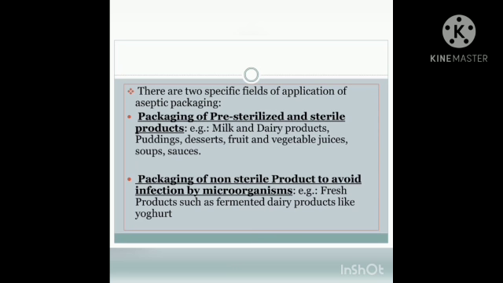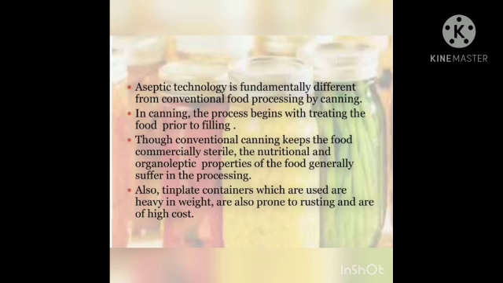There are two specific fields of application of aseptic packaging. First, packaging of pre-sterilized and sterile products, for example milk and dairy products, puddings, desserts, fruit and vegetable juices, soups and sauces. Second is packaging of non-sterile product to avoid infection by microorganisms, for example fresh products such as fermented dairy products like yogurt.